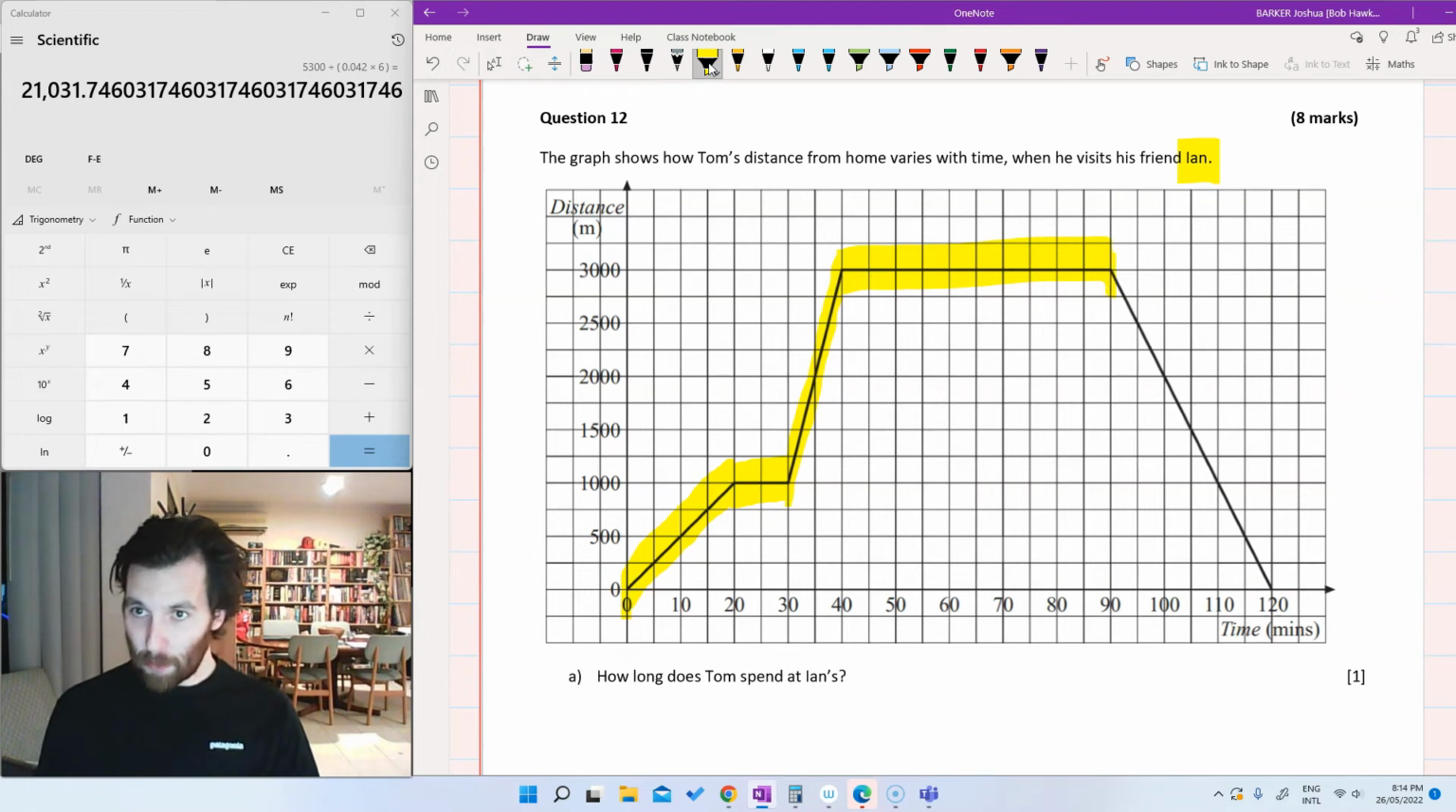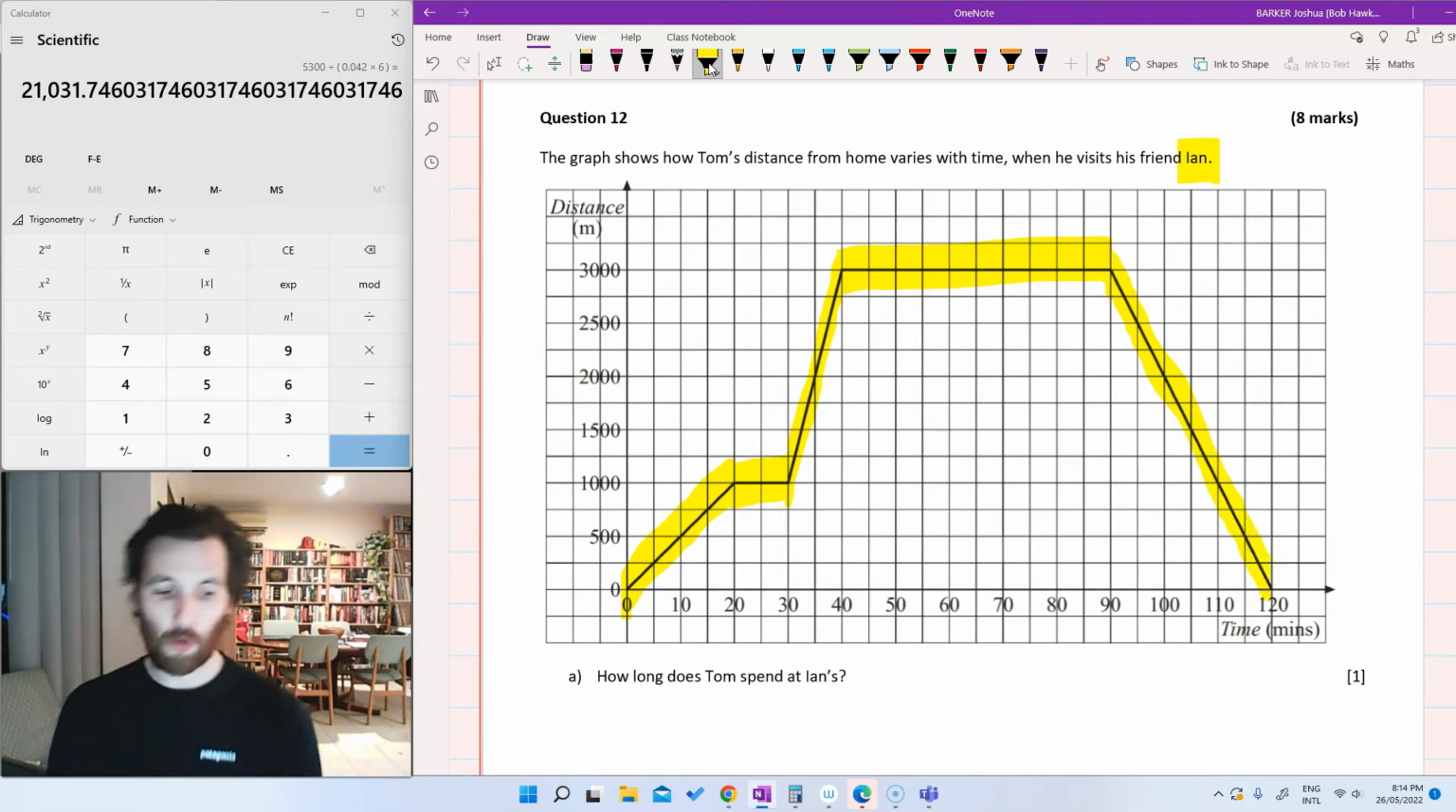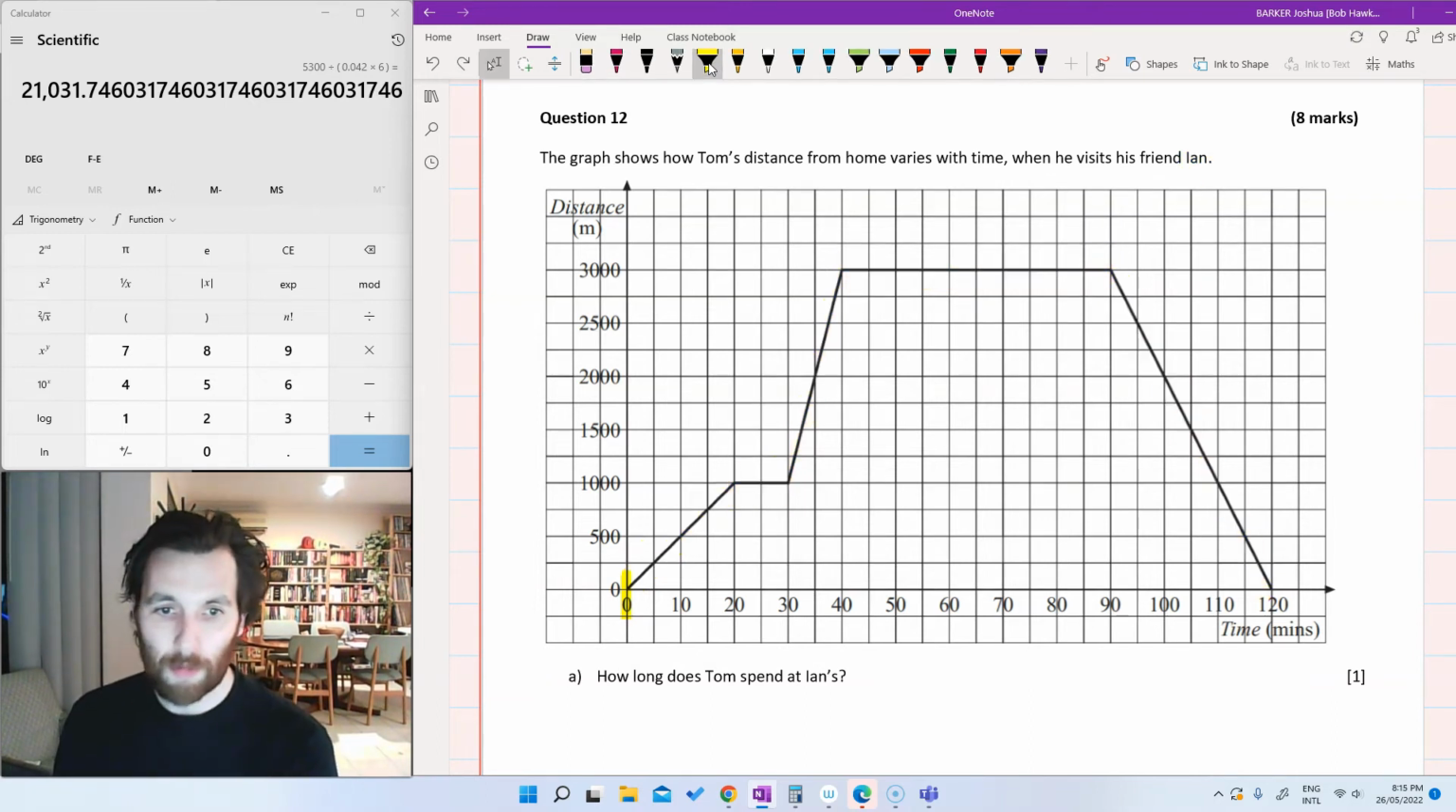And then he starts moving again, but this time the distance to home is decreasing, which means that he is returning home. Okay, I'll get rid of all of my highlights. Okay, question 12A. How long does Tom spend at Ian's? I'm going to assume that it's this long stay here and not the shorter one over there. So how long does Tom stay at Ian's?